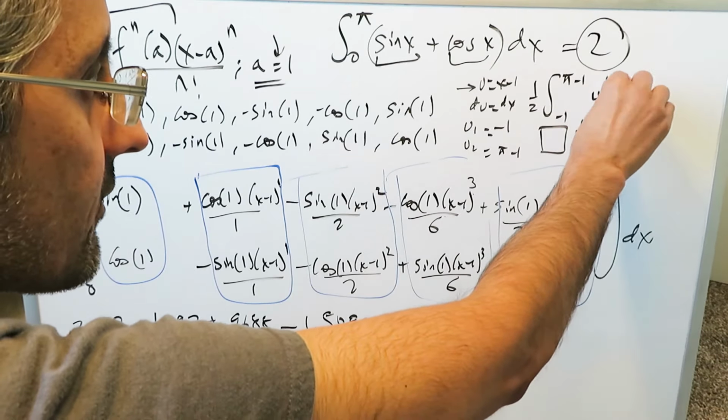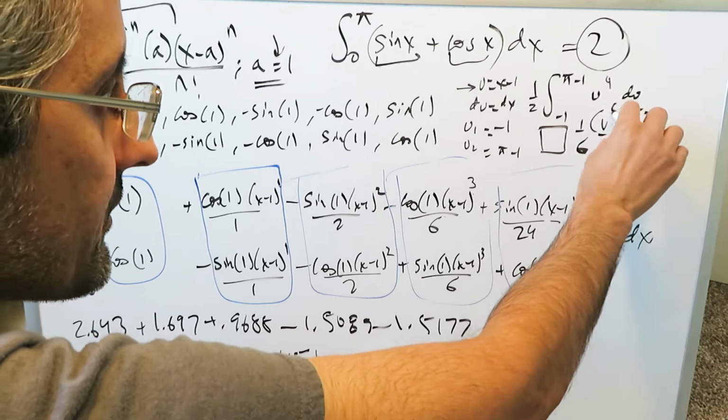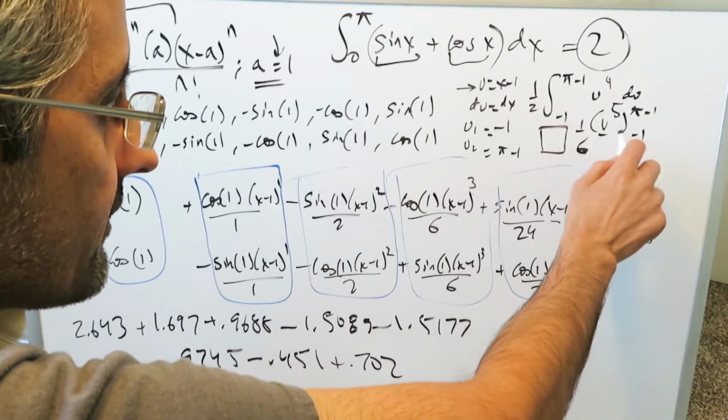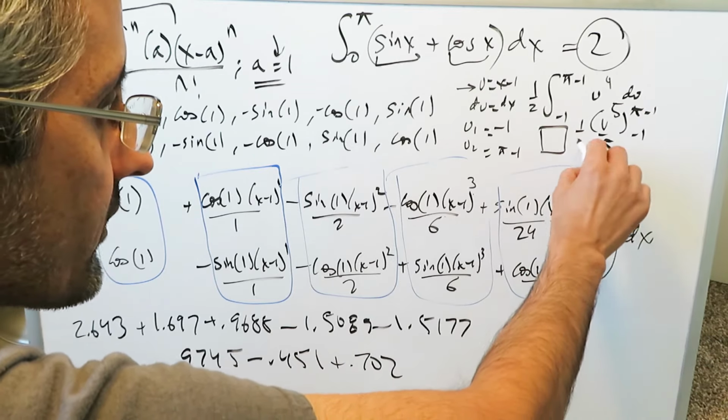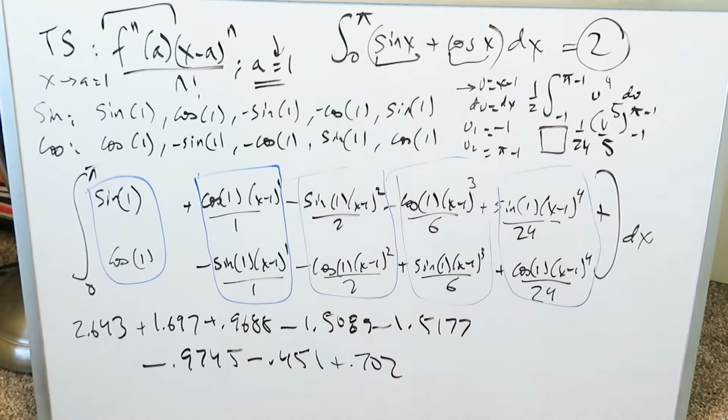This will become to the power of 4. This here will become, in terms of the antiderivative, 5 over 5. This here will become over 24 because, as you see, the factorial gave us a 24. We're still going to evaluate with the sine 1 and the cosine 1, but they're all positive.